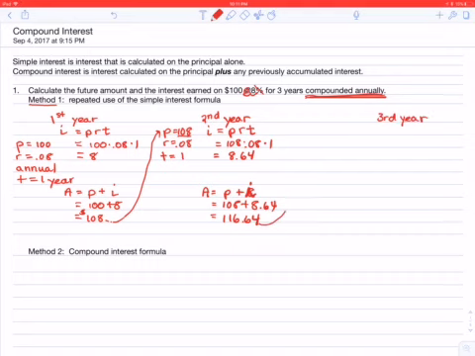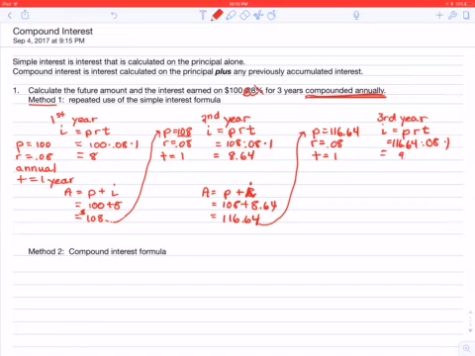Now our third year, we're going to begin that year with $116.64. Again, the interest is earned at a rate of 8% a year. It's an annual rate because we're not told otherwise. And since it's compounded annually, that means every year they're going to calculate the interest and add it on. So using the simple interest formula again, it's $116.64 times 0.08 times 1. So $9.33 in interest was earned.